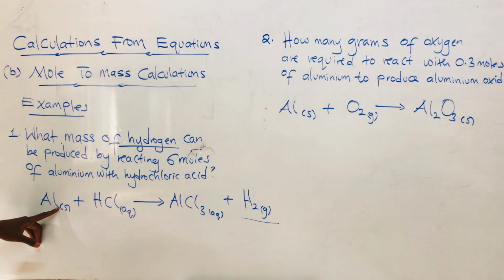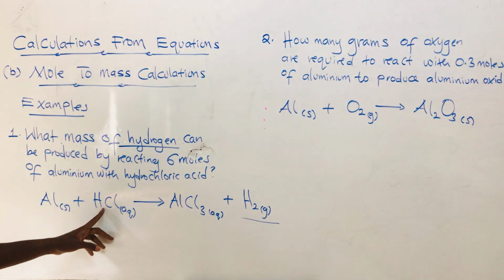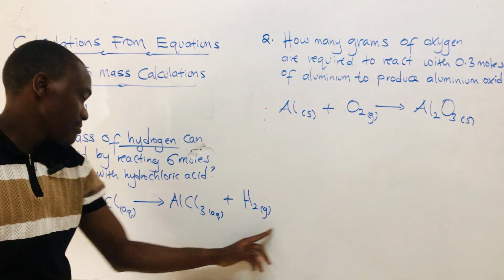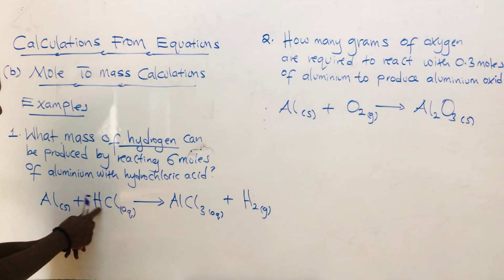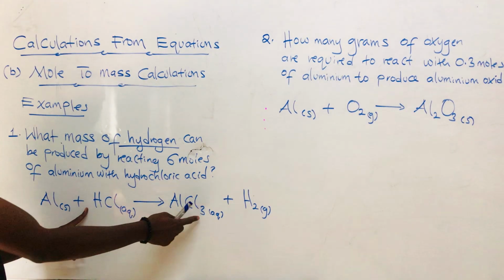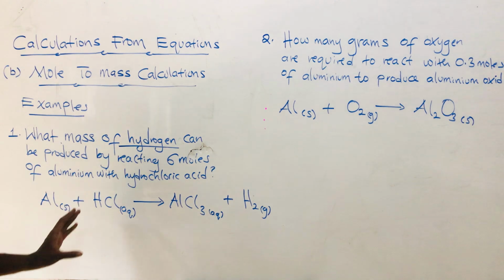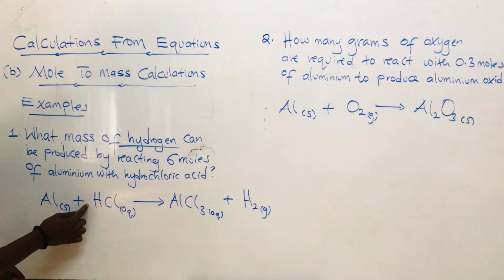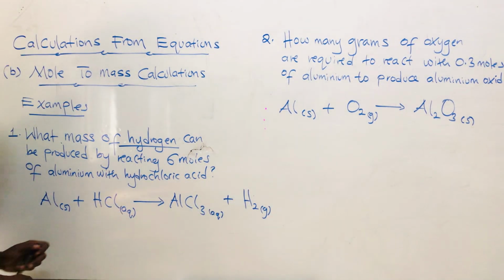How many atoms of aluminium? 1. Aluminium, 1. Hydrogen, 1. Hydrogen, 2. Okay? So we'd have to put a 2 there. Now, if we put a 2 there, chlorine would become 2, but this side chlorine is 3. So where would we put the 3? Similarly, we cannot put a 3 here again, because we're going to say hydrogen is 3. But this side, how can we make hydrogen 3?